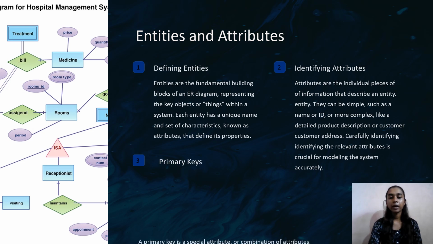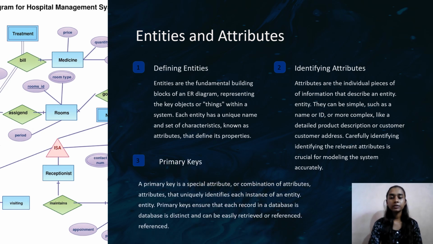Next is primary keys. A primary key is a special attribute or combination of attributes that uniquely identifies each instance of an entity. A primary key ensures that each record in a database is distinct and can be easily retrieved or redefined.